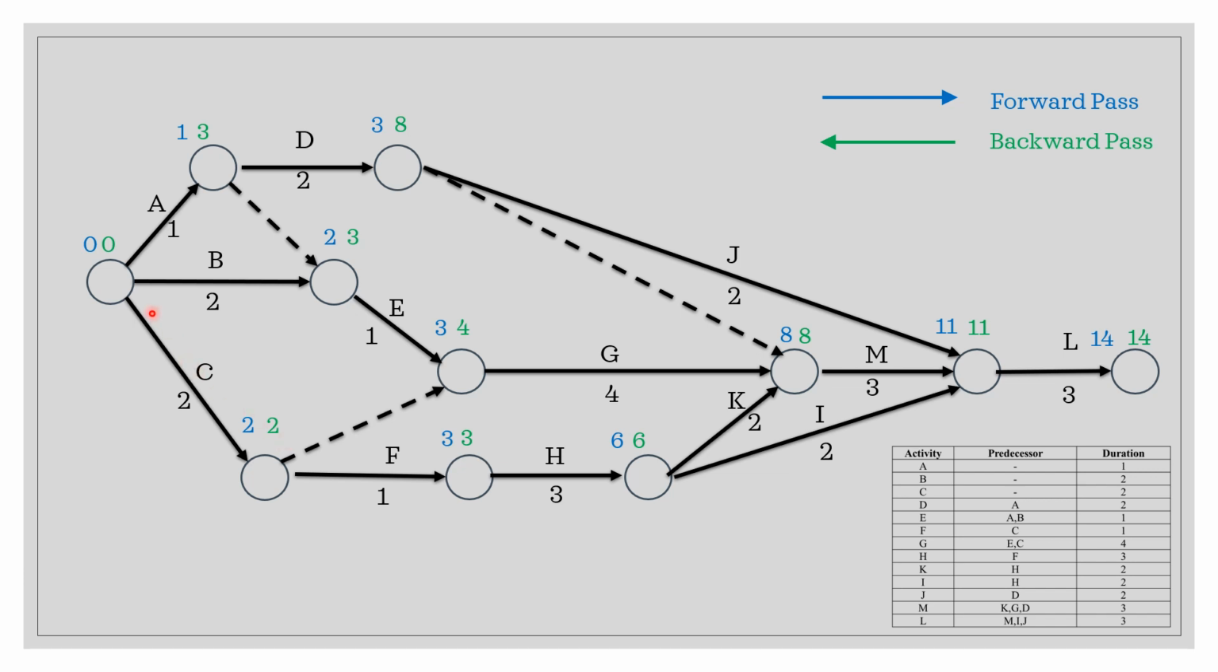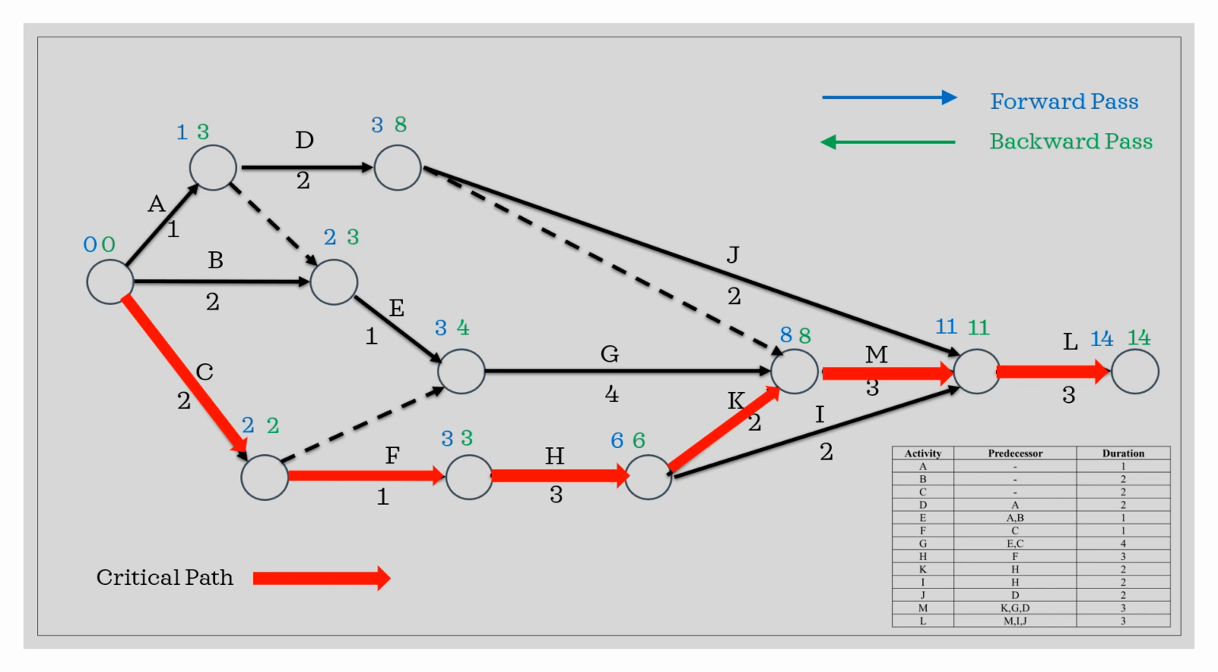Yeah, so that is where you can see the critical activities are C, F, H, K, M, and L. Okay, so those are your critical activities. And for a critical activity, the total float must be 0. Okay, so that is why they are called critical activities. Okay, so that explains example 3.